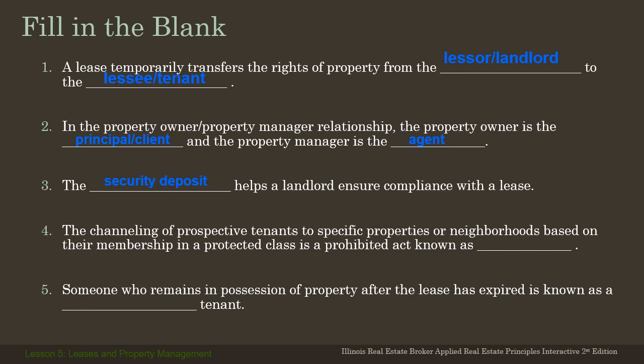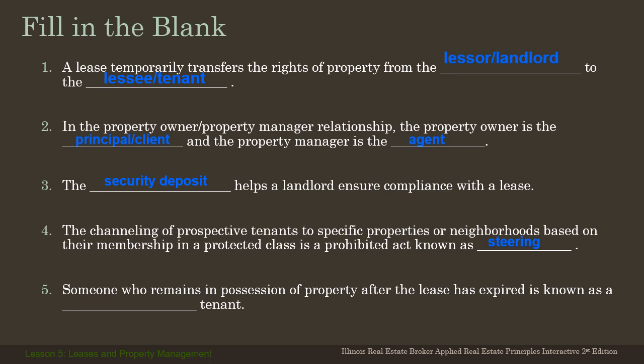The channeling of prospective tenants to specific properties or neighborhoods based on their membership in a protected class is a prohibited act known as, remember this from our lesson 2, racial or ethnic steering. Illegal.